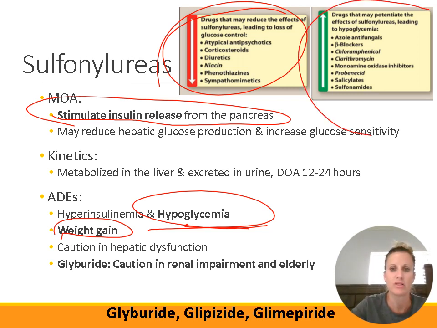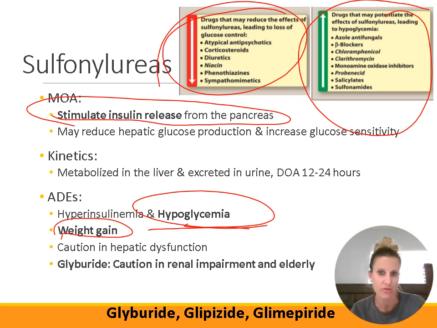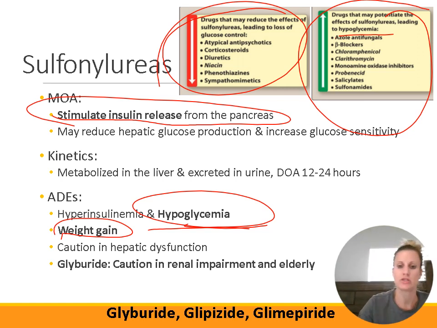And then here, this other picture in green is showing you the drugs that increase the effects of sulfonylureas, which is more dangerous in the short term because this would lead to hypoglycemia. I don't expect you to memorize these lists, but you should know that there are a lot of drug interactions that can occur. And the interactions that are leading to hypoglycemia are the more dangerous in the short term.